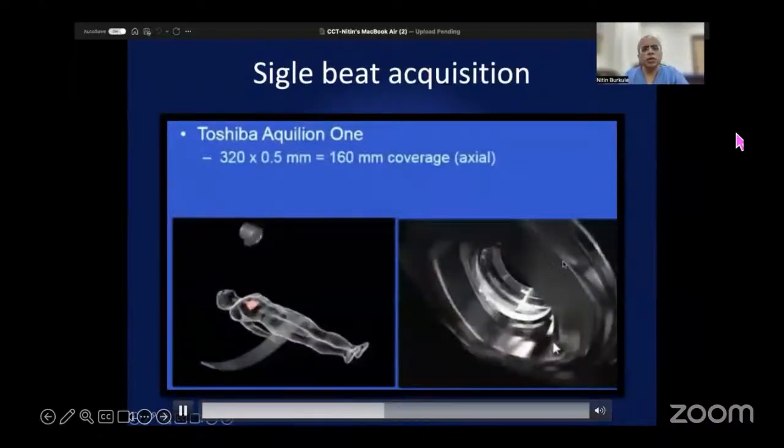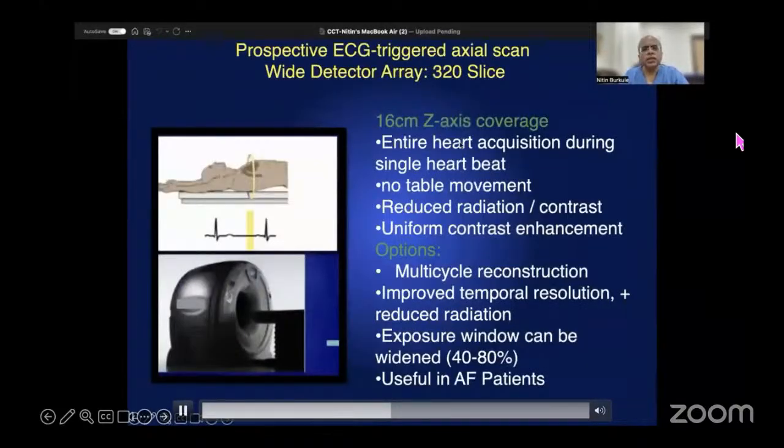So this is the Toshiba Aquilion with 320 detector rows, and you have this complete coverage of the heart in one rotation in one cardiac cycle. So the thing is, there is no table movement. The radiation is less. You get a very uniform contrast enhancement, and you can do whatever you want. You can do the multi-cycle reconstruction. It improves the temporal resolution. It is also useful in pediatric patients and also useful in atrial fibrillation patients because you are acquiring the entire data in just one cardiac cycle.